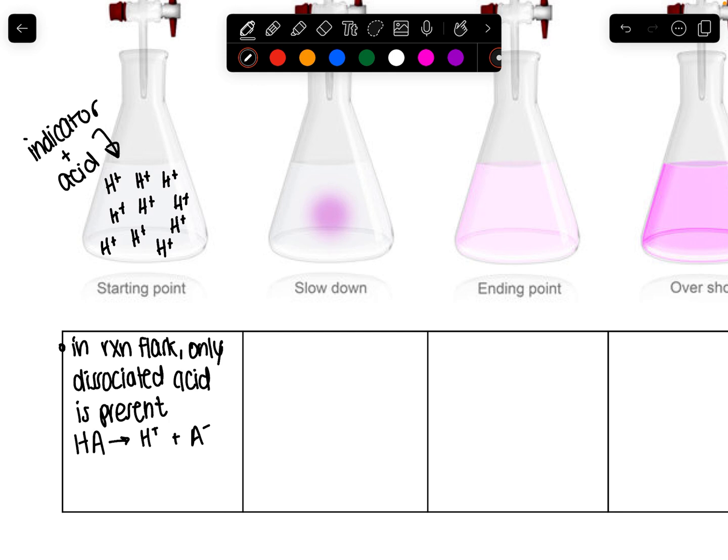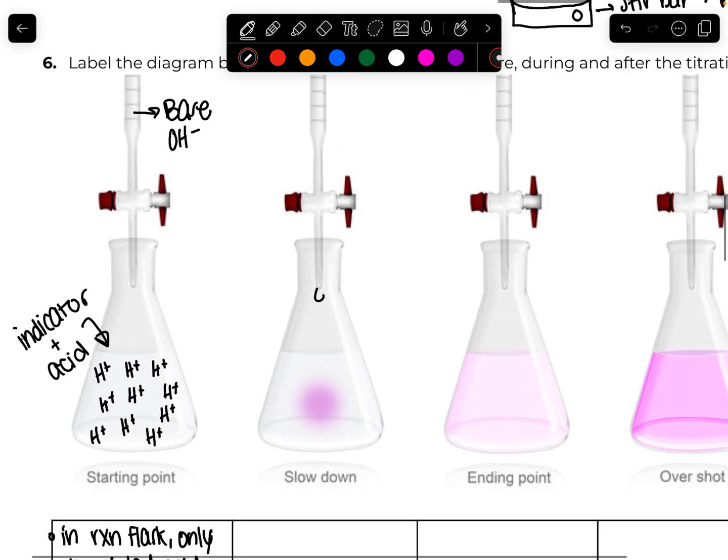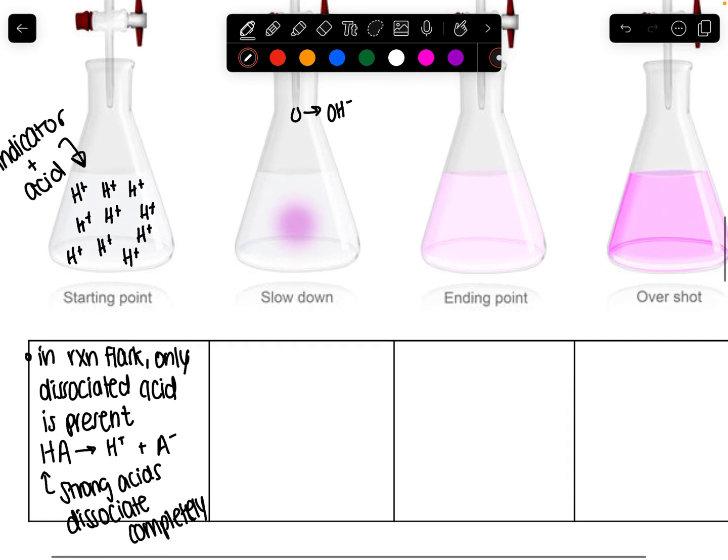Just to make it super clear, strong acids dissociate completely. And that's why we can write it like this. This is before anything has happened with our titration. Now we're going to start slowly adding in, drop-wise, our base. So our base is going to start flowing through the burette into our reaction flask. And what's going to happen as soon as that base hits that acid? It's going to undergo a neutralization reaction.